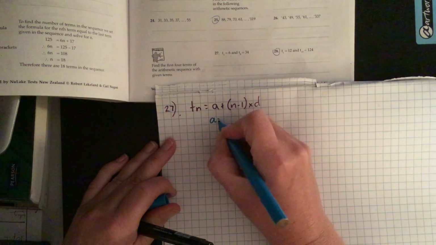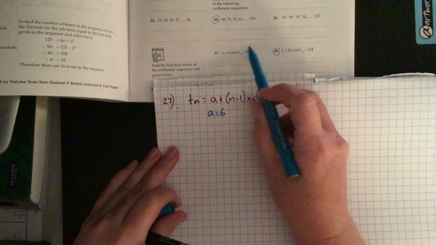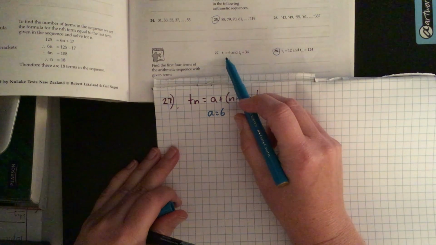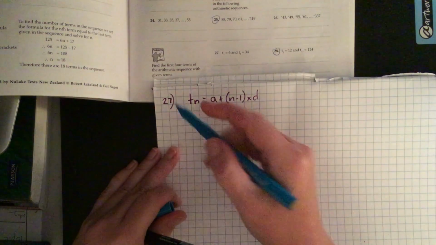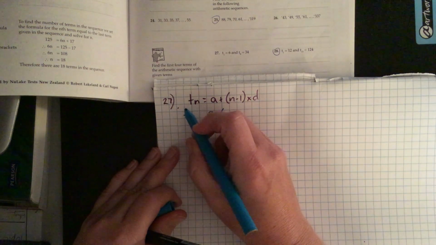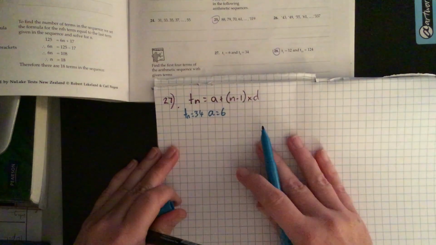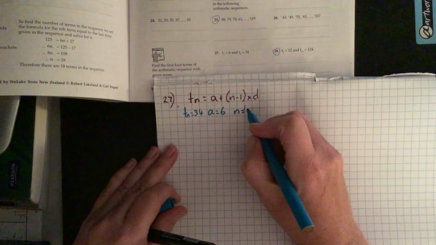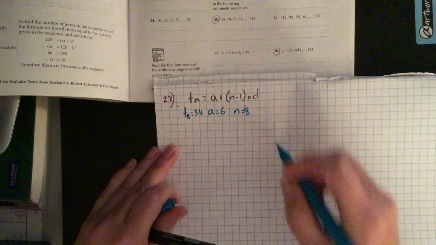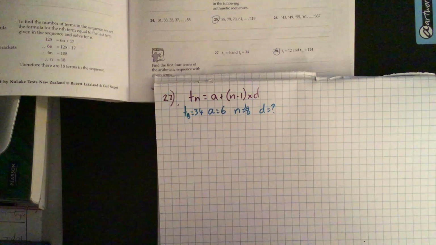First term we know is 6. Now, because they've given us the first term here, let's use the other term to find the stuff we don't know. This general term here, the nth term in this case is 34, with the first term being 6, which means we also know n must be 8. It's the 8th term. What we don't know is d. That's what's missing. We need to know that in order to be able to write the first 4 terms.